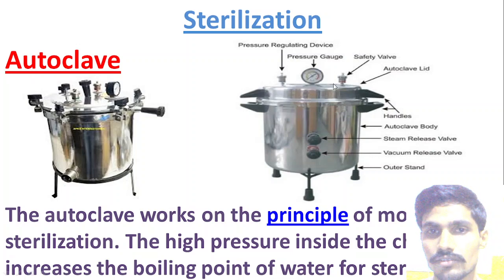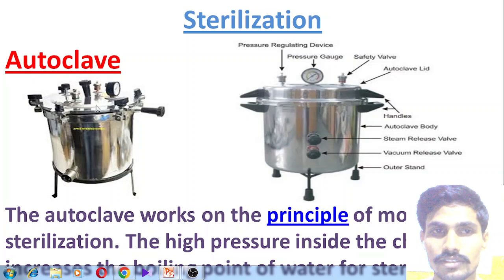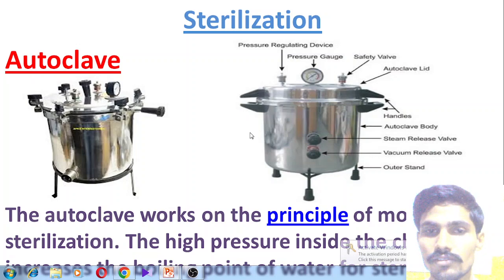This lid we have to close. This is the lid, this is the safety valve, this is the pressure gauge, this is the pressure regulating device. This is the outer stand, vacuum releasing valve, steam releasing valve, and autoclave body. These are handles. Yes, okay. What can you do after keeping the articles inside the autoclave? Close the lid.